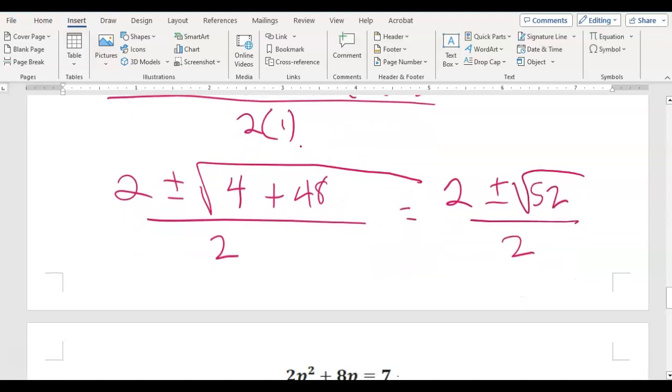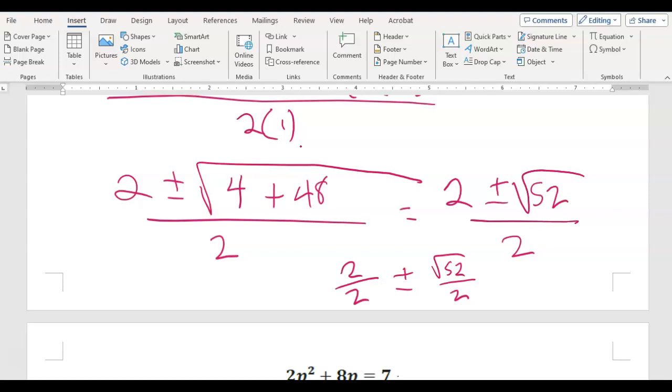And again, you can break this up as 2 over 2 plus or minus the square root of 52 over 2. You can break it up as 2 separate fractions if you want, but if you're calculating to the nearest decimal, you don't need to. You can just put it in the calculator as 2 plus the square root of 52 over 2.